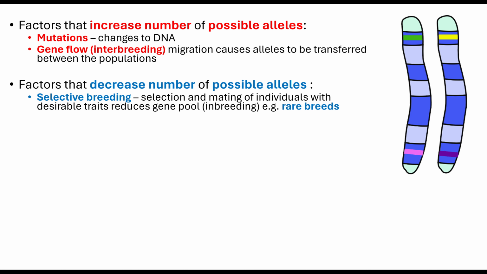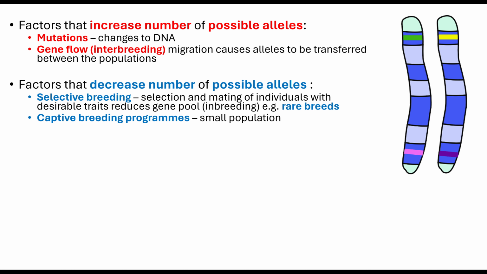If we only select those with the desirable traits that we're interested in and we breed them together, this is going to reduce the gene pool. By inbreeding, we are reducing the gene pool further and further, and that's going to result in more rare breeds. The reason is that it's more likely that more homozygous recessive traits will be seen. Captive breeding programs, obviously, if you've got a small population that you are captively breeding, that will decrease the possible alleles.